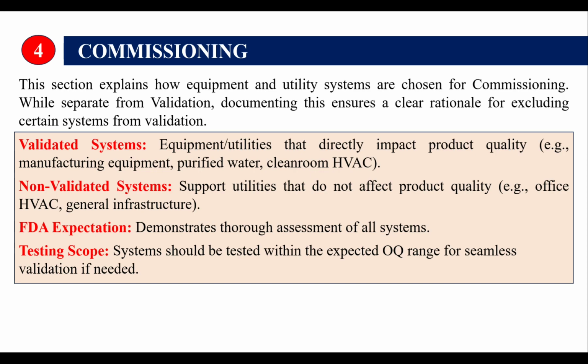Some of the validated systems are equipment and utilities that directly impact the product quality, like manufacturing equipment, purified water, clean room, and heating, ventilation, air conditioning, that is HVAC. Some of the non-validated systems, which do not directly impact the product quality, are like office heating, ventilation and air conditioning, and general infrastructure of the building. The FDA tests every single system in use which may have any sort of impact on the product, that is operational qualification.